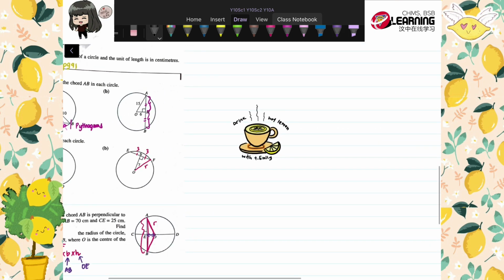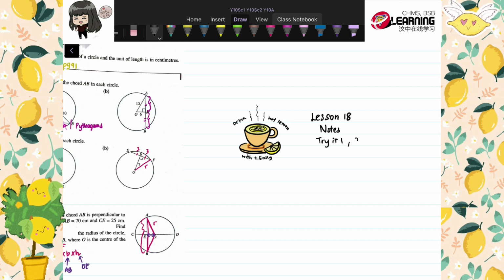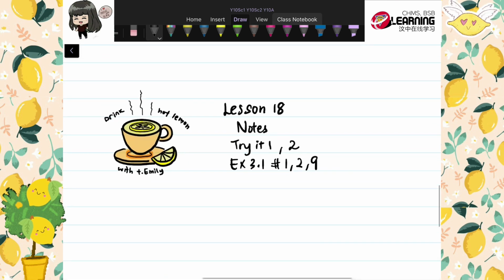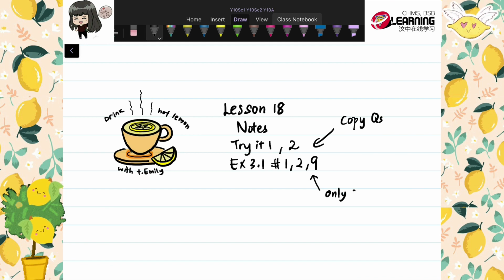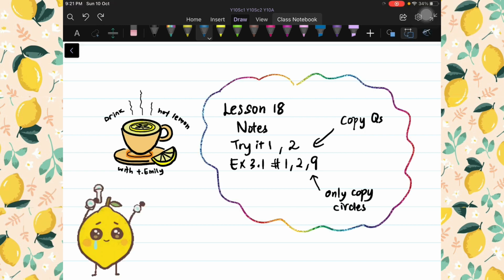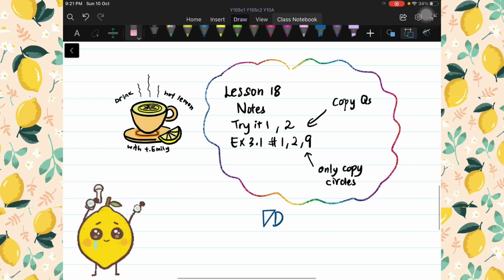So for today's lesson, lesson 18, what you're going to do is all the notes, please take a picture and send it to me also. Try It 1, Try It 2, and then Exercise 3.1, numbers 1, 2, and 9. This one you must copy the questions. Number 1 to 9, only copy the circles. And try to do it on your own. I want you to send in PDF format. PDF, must.